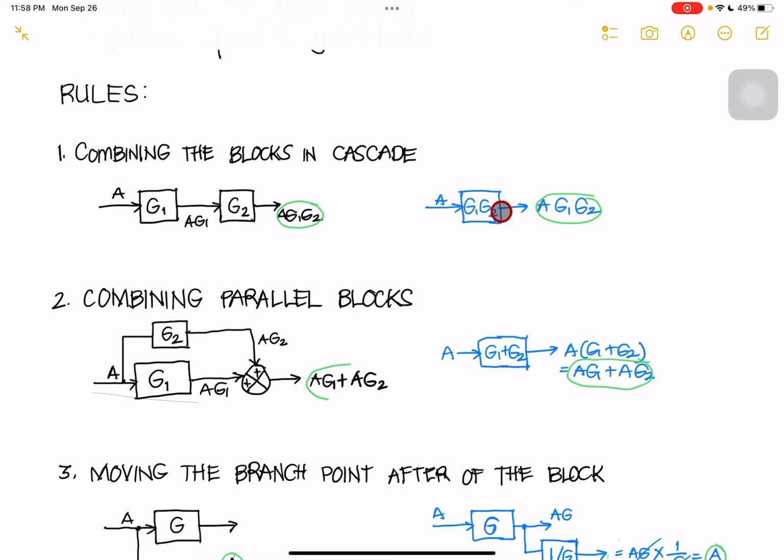Is it the same as the block we reduced? From 2 blocks, it became just 1 block. The incoming signal is A, the gain is G1G2. Therefore, our output is AG1G2, which is the same as this. So, it's correct.